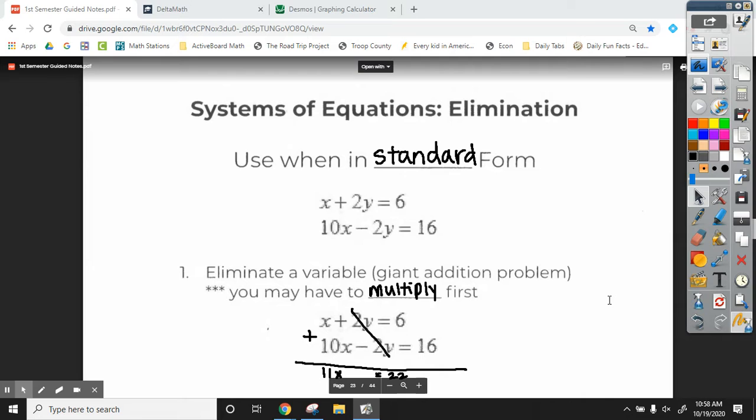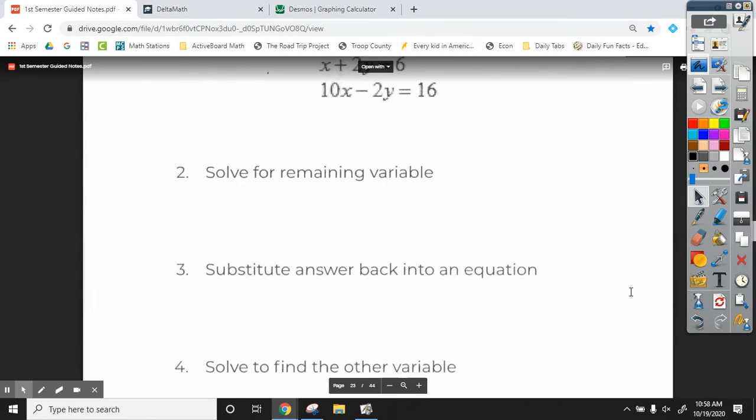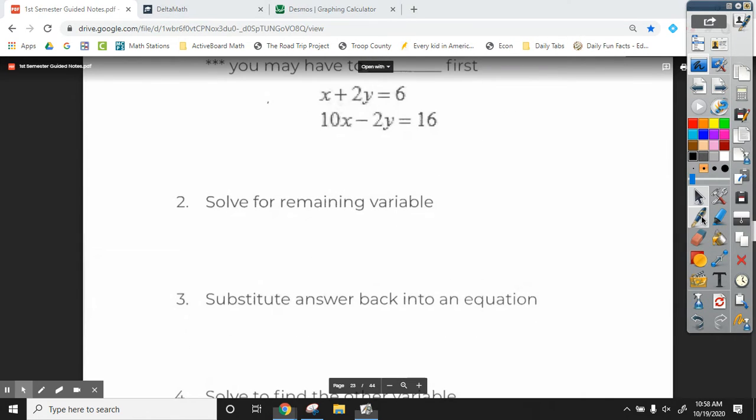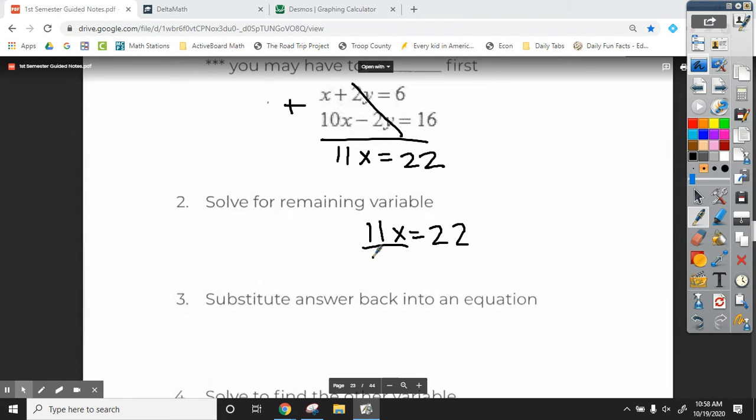So once we've eliminated a variable, then we solve for the remaining variable. So we had 11x equals 22. To solve for the remaining variable, we just divide by 11 on both sides, and we get x equals 2.